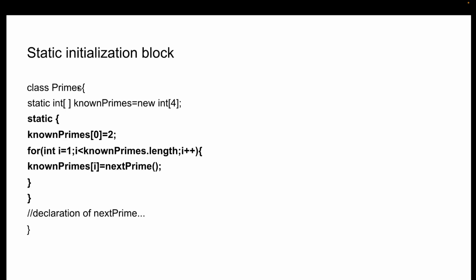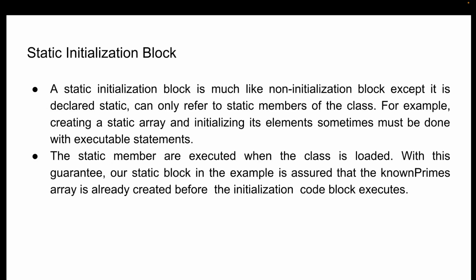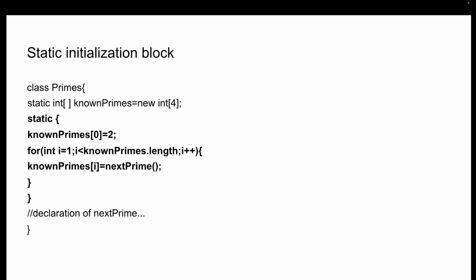We have a class Primes, right? We know this concept now: when we talk about a static method or static variable, in a static method only the static variables can be accessed. Similarly, in a static initialization block, you will mainly use static variables only, or any static arrays that you have. Only those you will use to initialize in static initialization blocks.